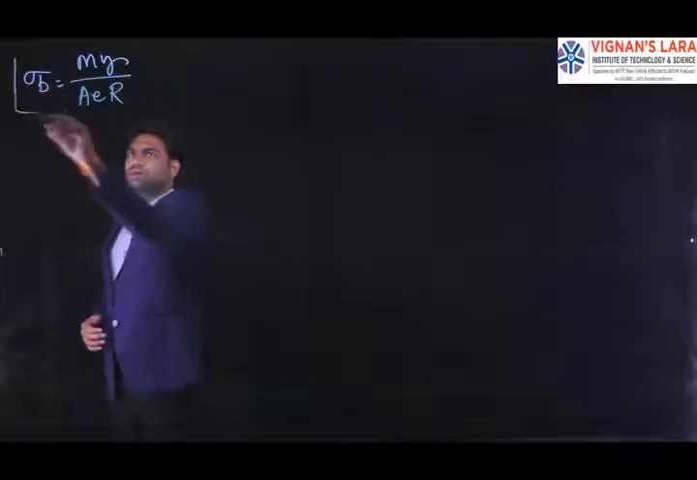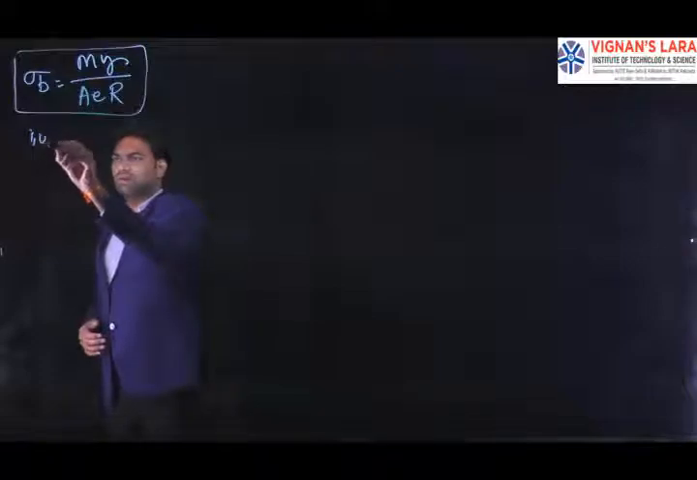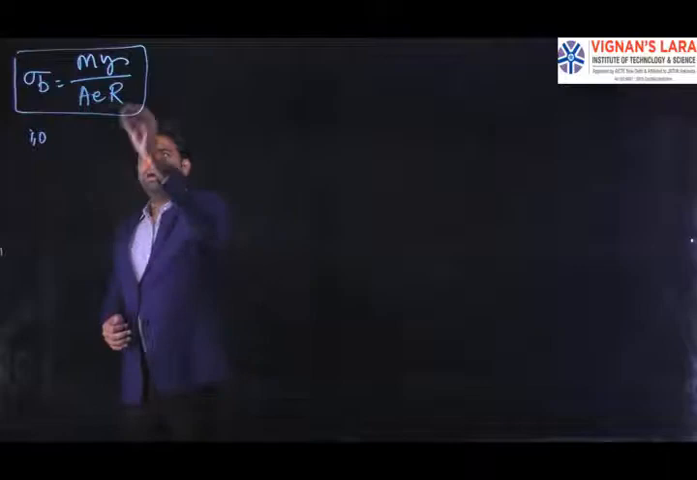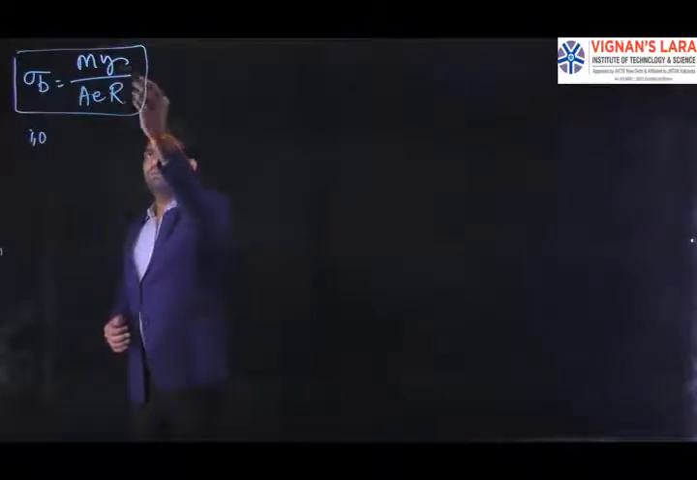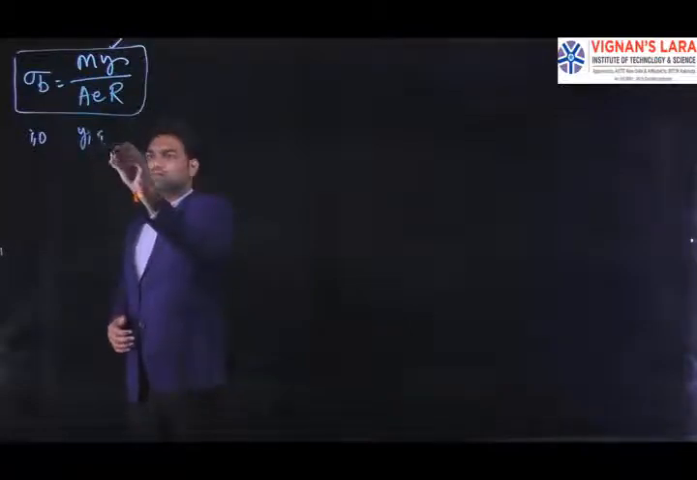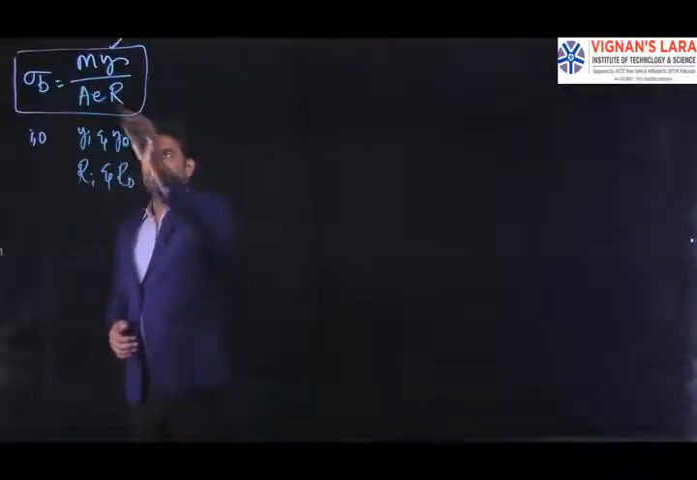That is found by means of sigma b equal to M into y by A into e into r. With respect to the fibers, at inner and outer fibers, I can denote with suffix i and o. Inner is denoted with i and outer fiber denoted with o. Similarly, the moment will be the same at inner and outer fibers, and here yi and yo we need to substitute, and that can be substituted with ri and ro. The remaining terms will all be the same.